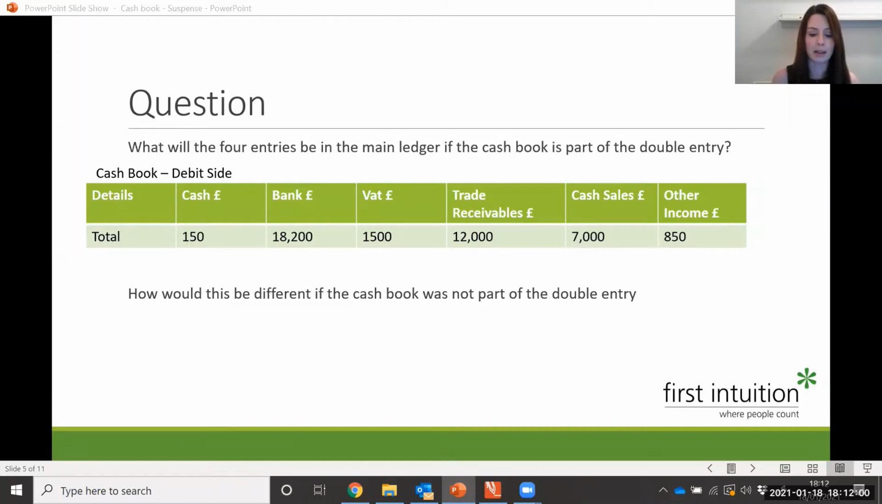So would the cash and the bank be a debit or a credit in the main ledger? Hi Amjad, that's absolutely fine. Debit. Yeah, the debits. Well done Amjad, Rachel, Fiona. Because remember, we've already allowed for our credits. So the VAT, trade receivables, cash sales, other income, all credits. So if it wasn't part of the double entry, we would also need an equal debit entry, and that would be the cash balance for £150 and the bank for 18,200.